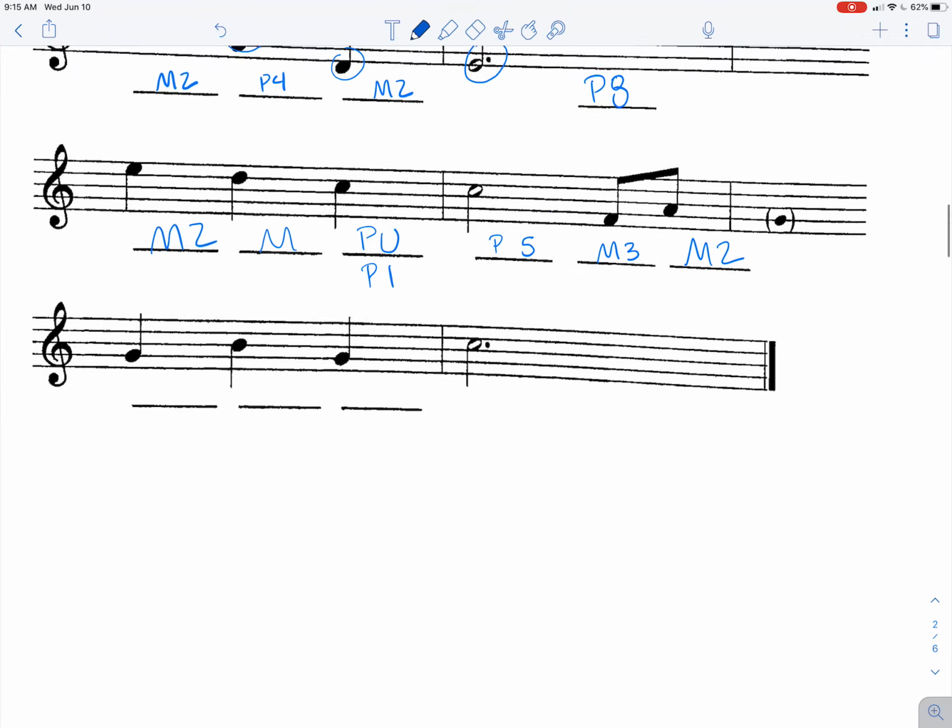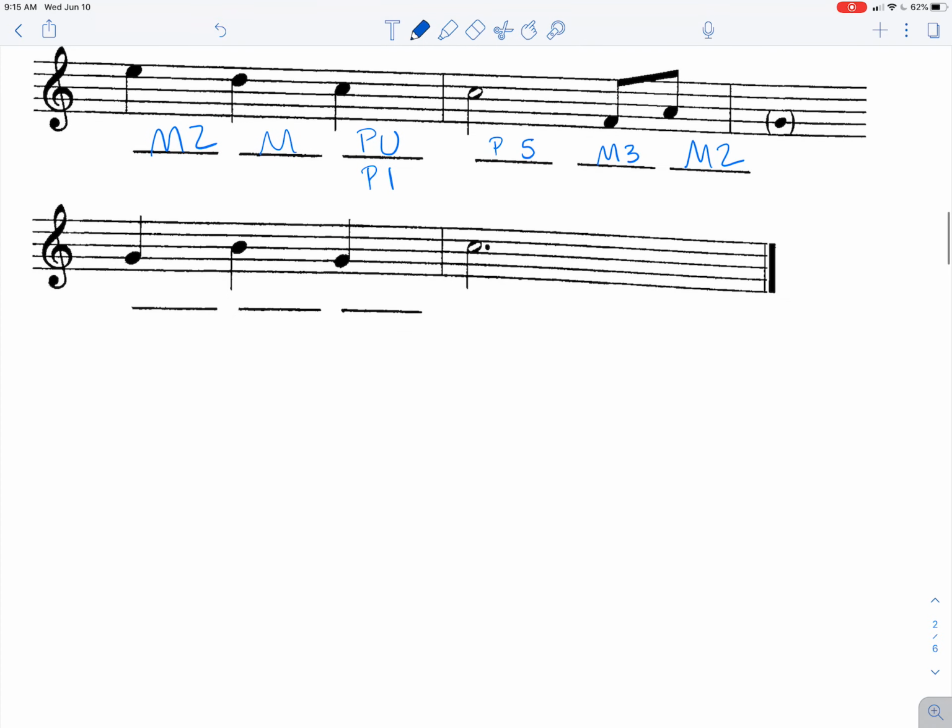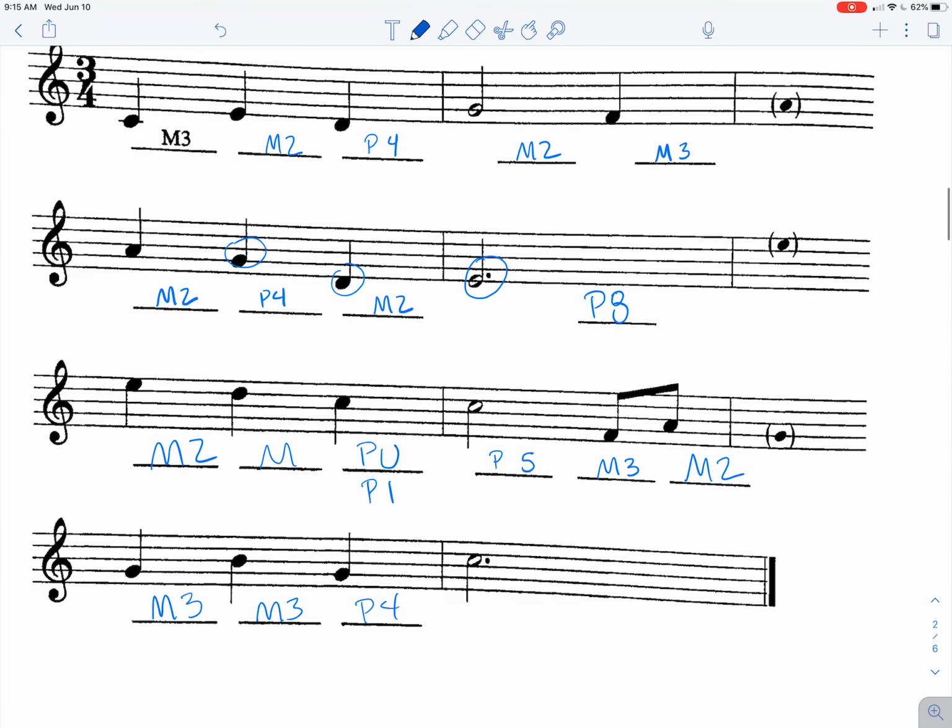A to G is a major second. G to B is a major third. B to G, same thing, major third, just going back down. And G to C is a perfect fourth. Take a moment and look at that. Lots of major intervals.